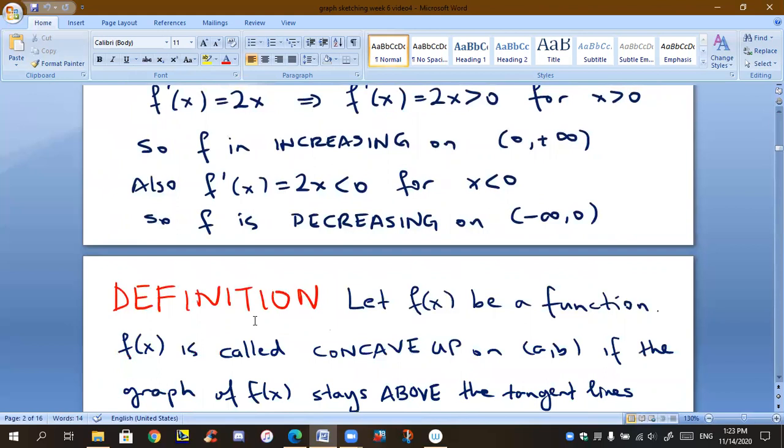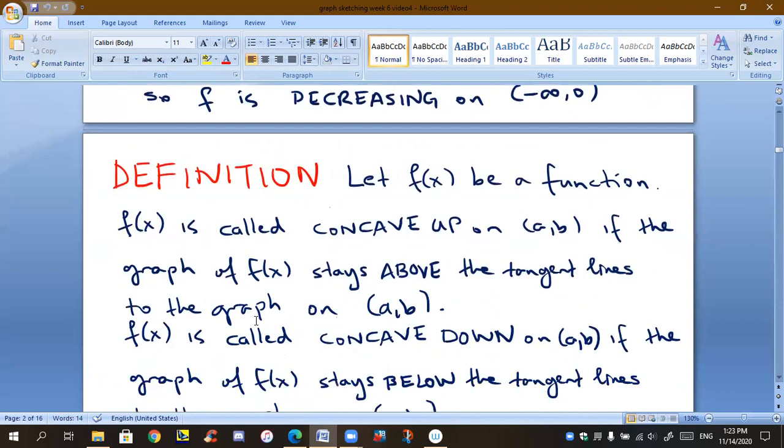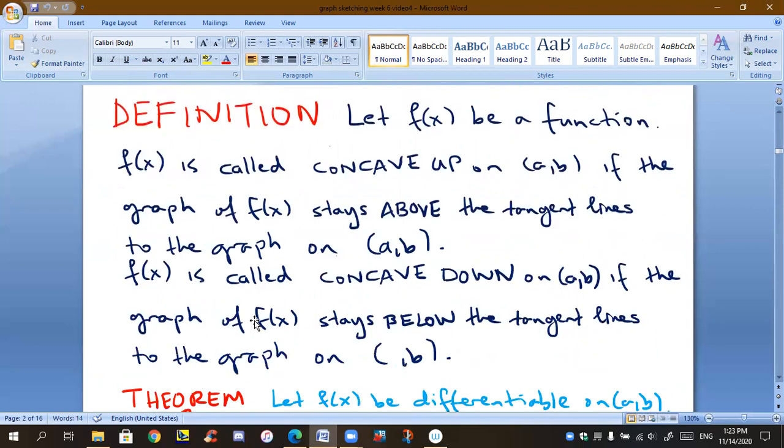Okay, another definition is concavity. What is concavity? We can have two, possible actually three, types of concavities, but two are more common. f is called concave up on an interval if the graph of f stays above the tangent lines to the graph.